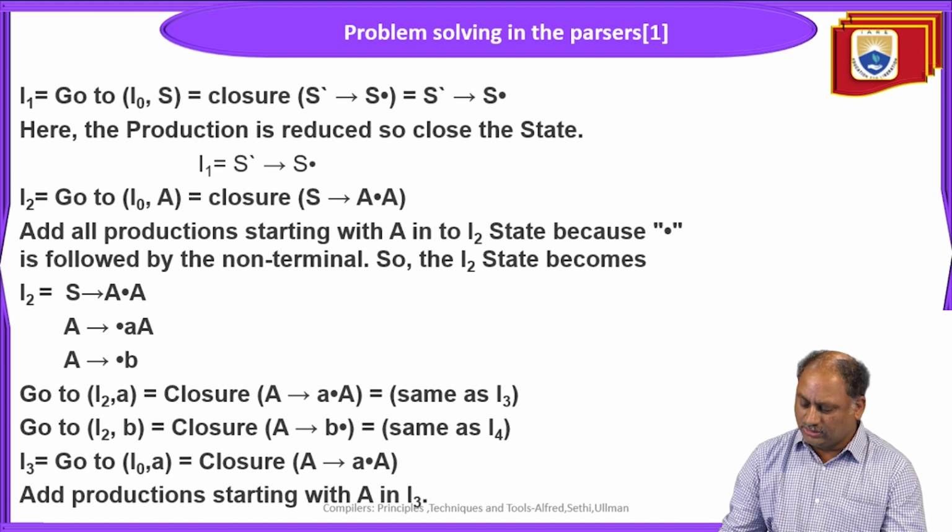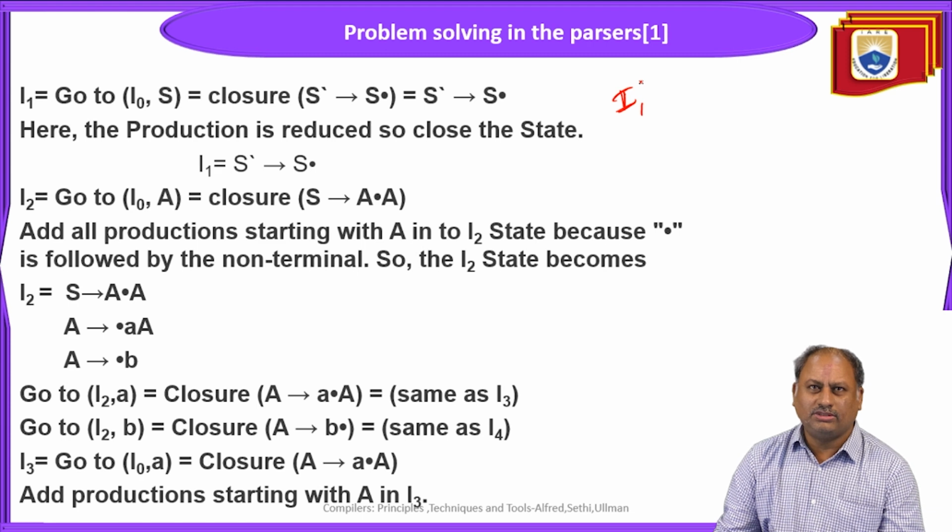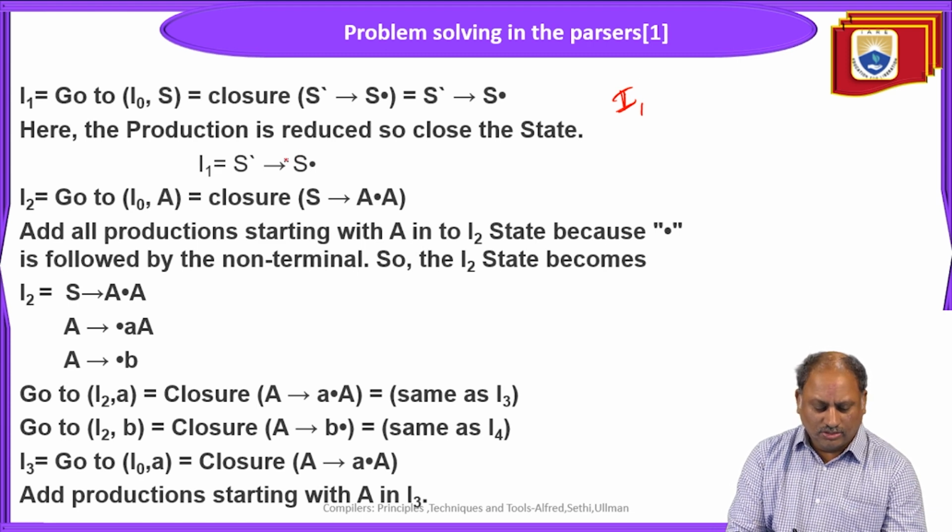Now from the I0 state, I1 is to be computed. We consider that as the I0 state, and from I0 we compute a state that is named I1. In this, we calculate the closure, that is goto of I0 comma S. This is to be defined in such a way that we determine which production is to be reduced to the closed state.